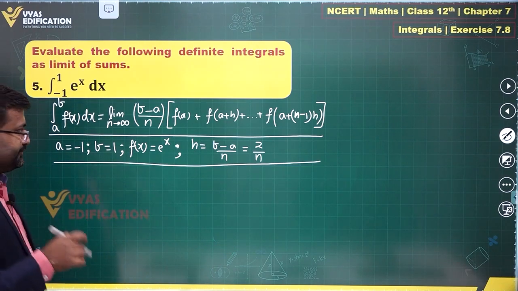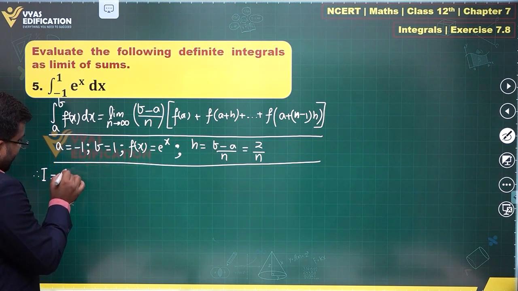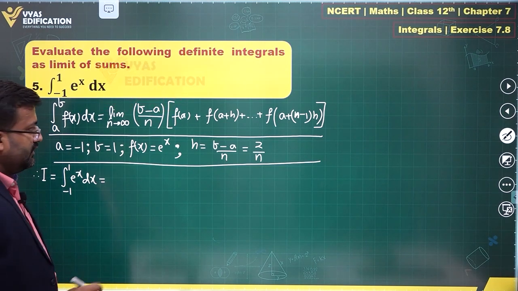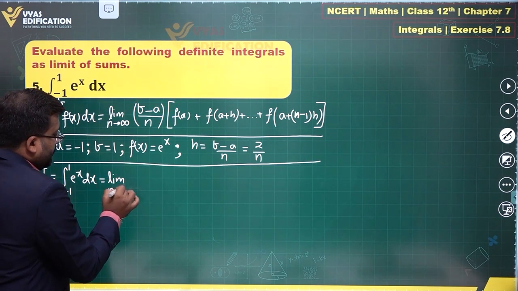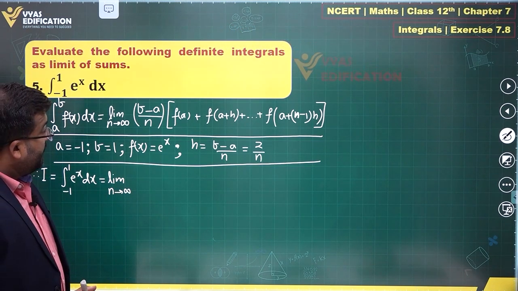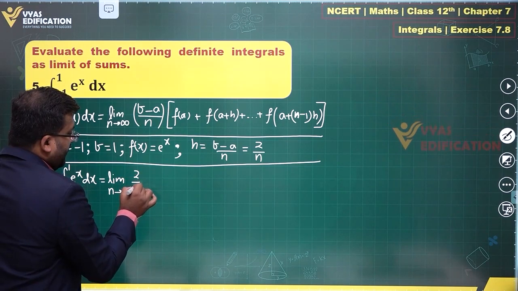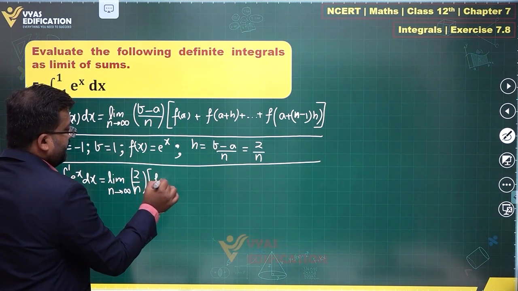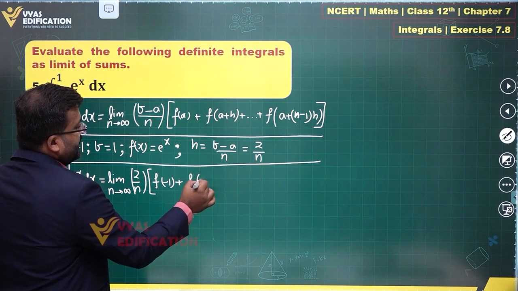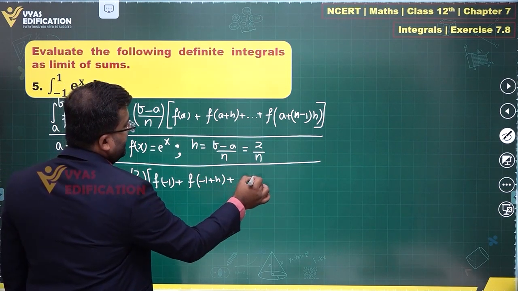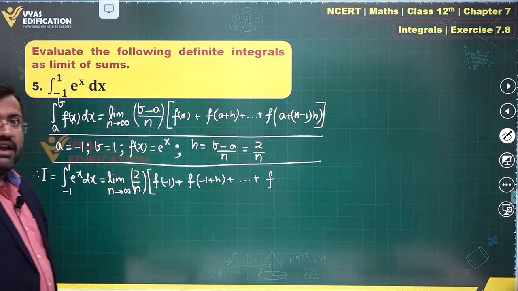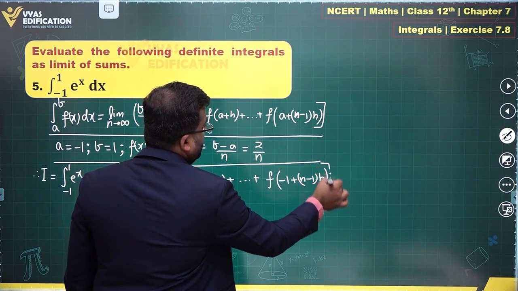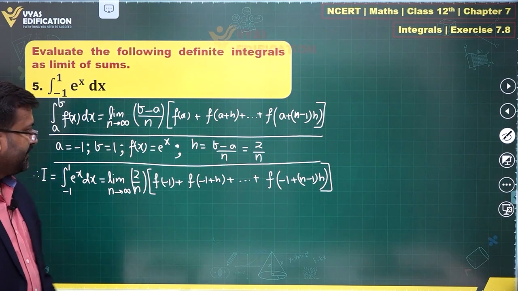So therefore, this integral I, which is the integral from -1 to 1 of e power x dx, will be equal to the limit as n tends to infinity of (b minus a) upon n, which is 2 upon n, times, in the square bracket, f(a), which is f(-1), plus f(a plus h), that is f(-1 plus h), plus simply keep on adding up to f(a plus (n minus 1)h). This is what you have.